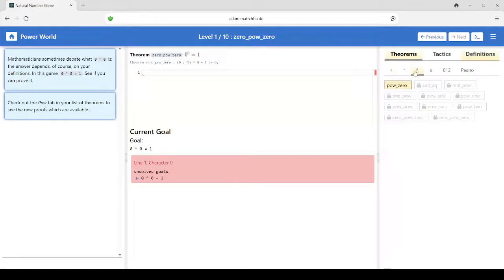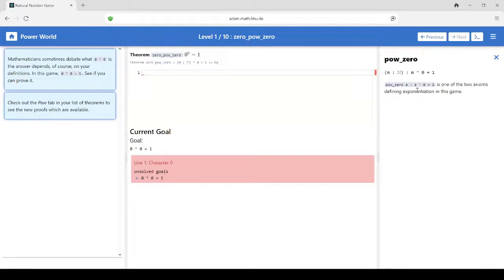Okay. So I assume this one's going to be pretty easy. Anything to the power of 0 equals 1. So in this case, 0 to the power of 0 will also be 1. So we'll make this very easy.